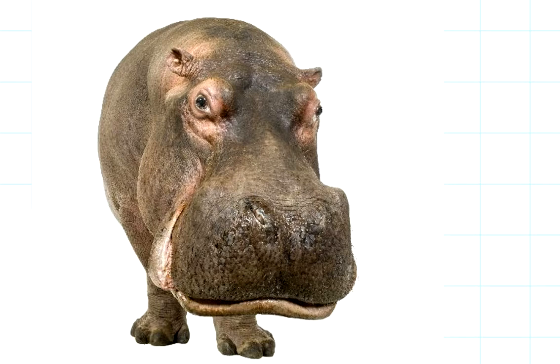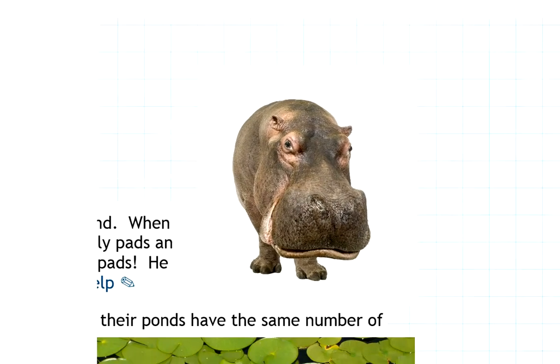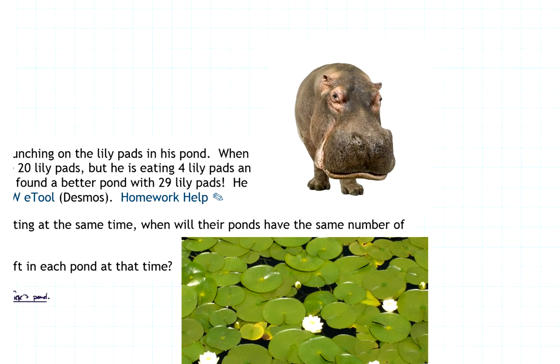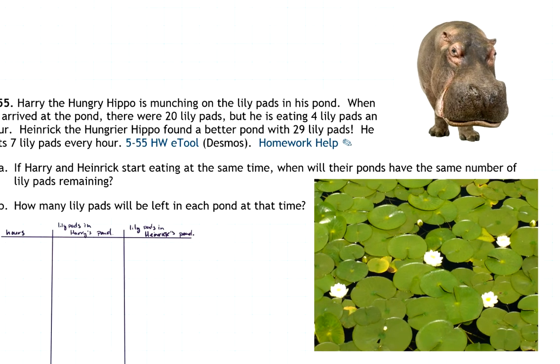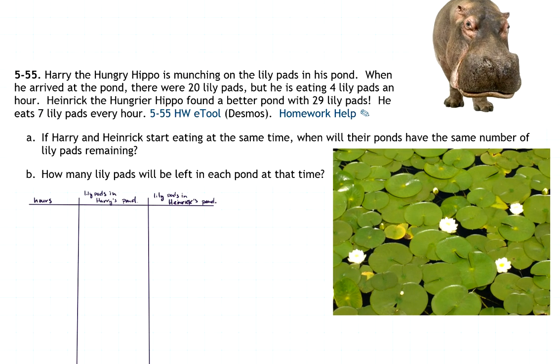So our good friend Harry the Hungry Hippo is munching on lily pads in his pond. There he is, and down below here are some of the lily pads that live in his pond. And it says there were 20 lily pads, but he is eating 4 lily pads an hour. There's 20, but he's eating 4 per hour.